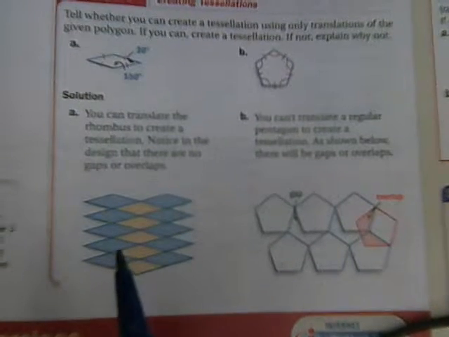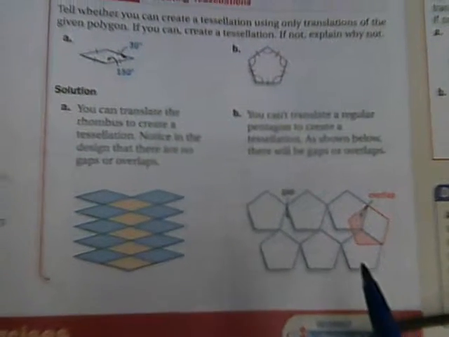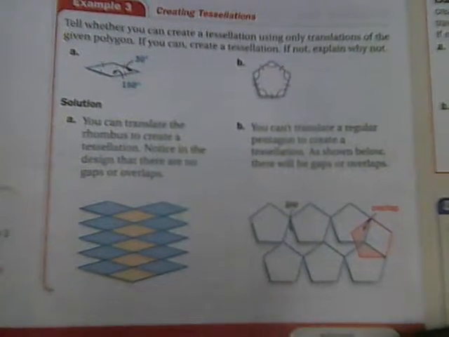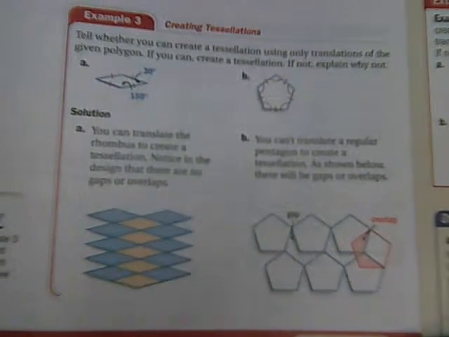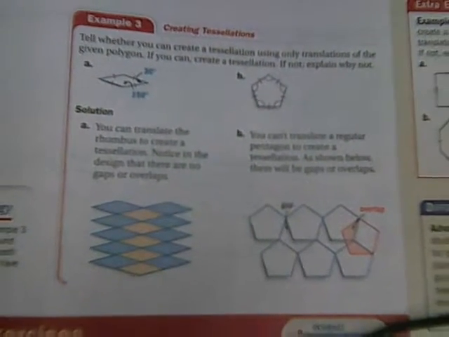Okay? All right. So in example 3, it asks, tell whether you can create a tessellation using only translations, meaning only sliding. I can't turn it. I can't change the shape. I'm only moving them over. And as you can see, A tessellates. I can line those right up. But B, a pentagon, that's going to create a gap. And you're going to either have to draw that out to see it yourself, or you're going to have to be able to picture that in your mind. Okay? So that's the last part, tessellation.